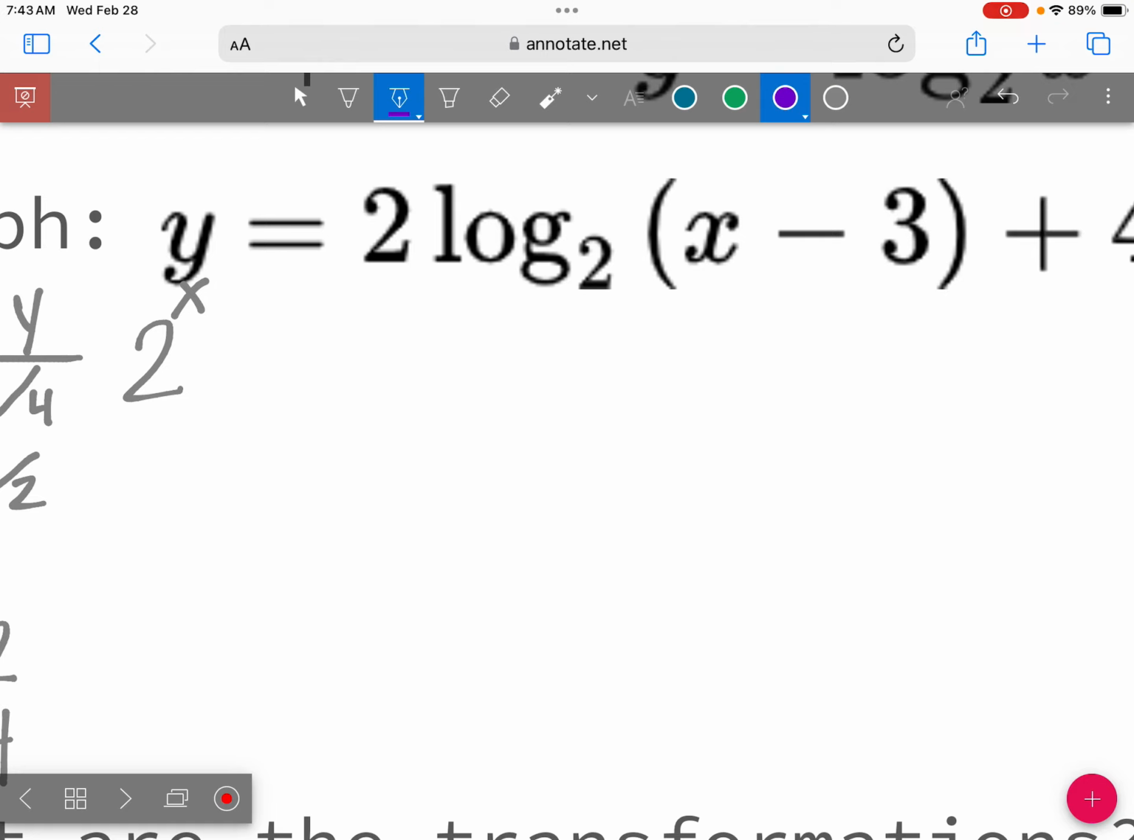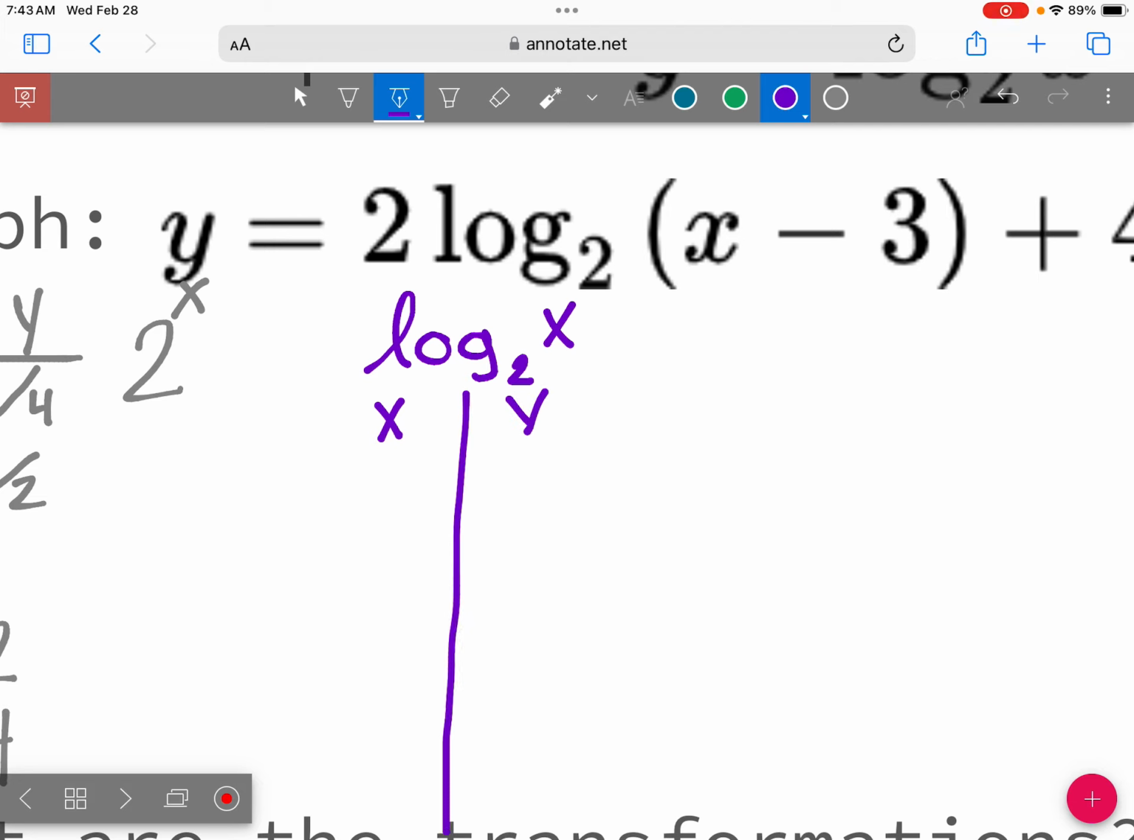So then let's do our log table. This one we are going to graph. So we're going to do log base 2 of x, where we're taking our x's and our y's from our exponential table and switching their spots. You guys start switching them, and if you get all the way switched, graph it.